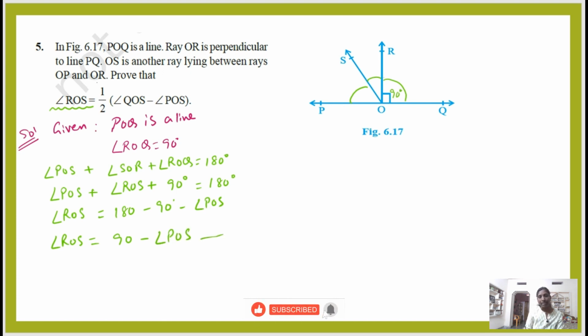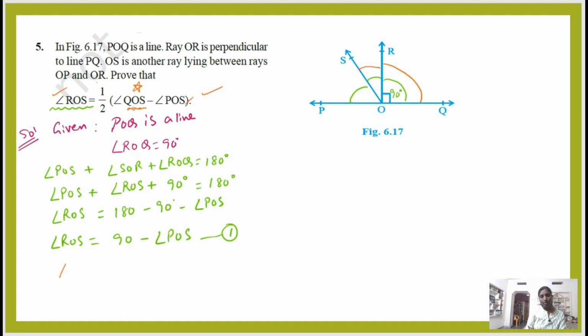Now we cannot simplify it further. Name it equation number 1. Now ROS can be calculated from here also. See here. This one plus this one is what? We need QOS also. What do we need to prove here? QOS. We have ROS. We have POS. Now we need this one, QOS.